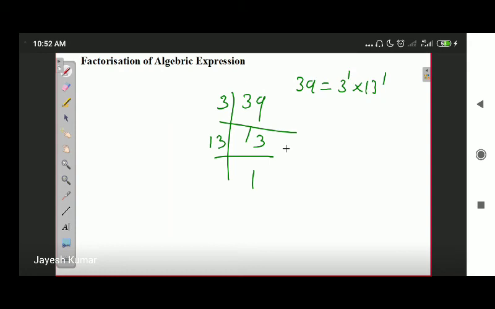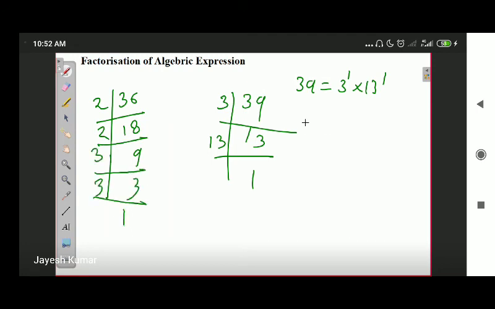Okay. What if I tell you to find out the factors of 36 for me? 36 will be 2, 2 ones are 2, 2 8s are 16, 2 9s are 18, 3, 3, 1. So factors of 36 will be 2 to the power 2 into 3 to the power 2. Or you can write it as 2 into 2 into 3 into 3. Both of them account to the same number. In this manner you can have various factors of various numbers.